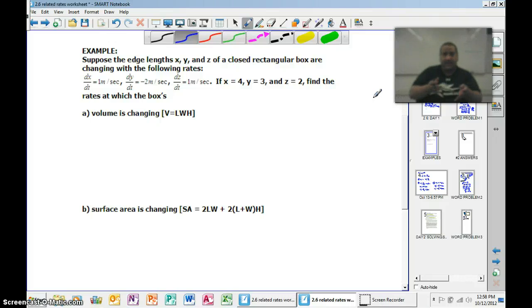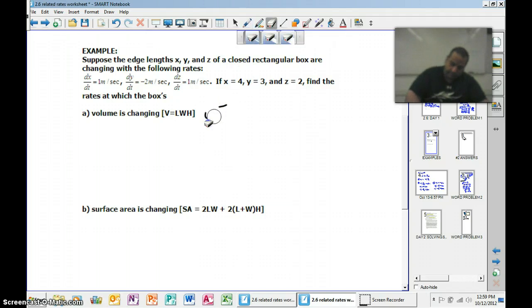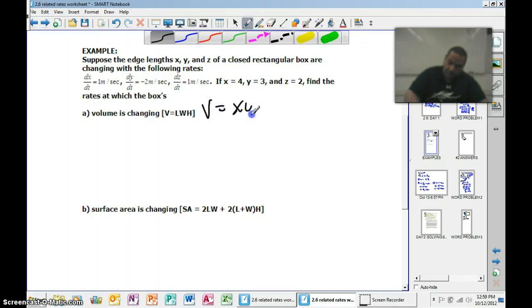I have a rectangular box, and just the height's going up. Maybe something's decreasing. And that's what I have here: dx dt, dy dt, dz dt, because it's x, y, z. Volume is length times width times height. I can't change the formula because it's been like that forever, but I could write the volume equal to x times y times z.